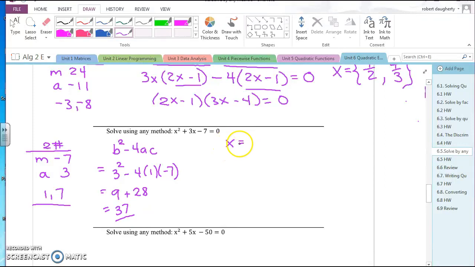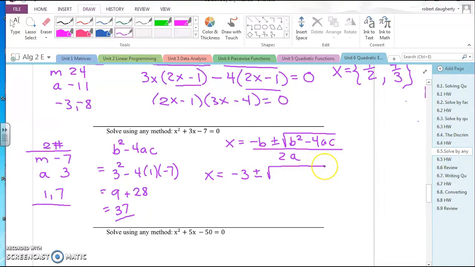So x is equal to negative b plus or minus square root of b squared minus 4ac, all of that over 2a. So in our case, x is equal to the negative of b, negative 3, plus or minus square root of b squared minus 4ac, which is 37, since we already found that number, over 2a, that's 2 times 1. So this is negative 3 plus or minus the square root of 37 over 2.